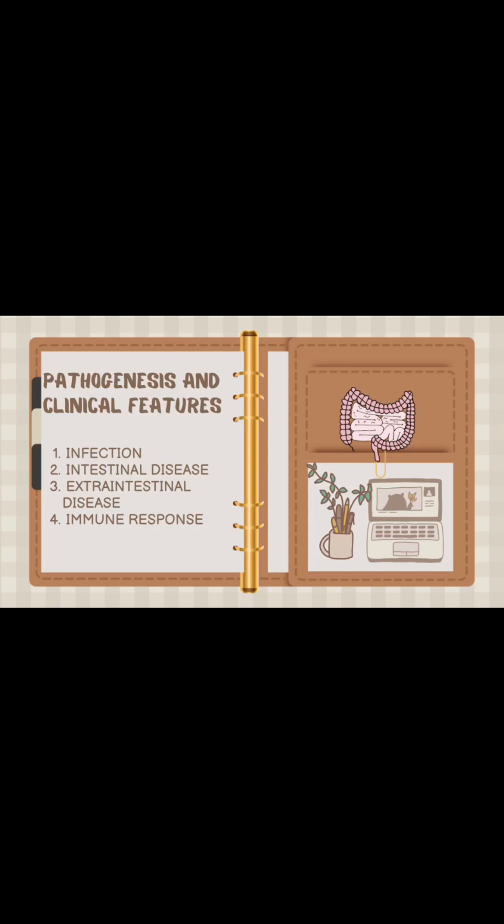The third one is the extraintestinal diseases. In some cases, the trophozoites can penetrate the intestinal wall and spread to other organs, leading to extraintestinal diseases. The fourth one is the immune response. The pathogenicity of Entamoeba histolytica is attributed to the ability of trophozoites to produce enzymes and toxins that cause tissue destruction.